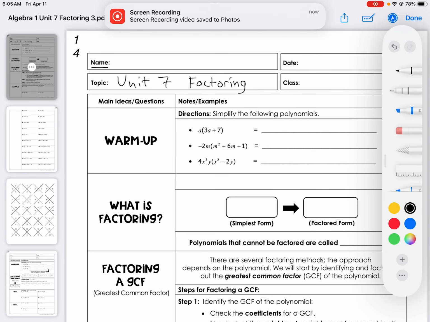Okay, so this is going to be the start of our new unit. So under the topic, you want to write Unit 7 factoring, and then don't forget to put your name on it as well. So factoring is essentially just the opposite of multiplying. We were kind of working backwards from multiplication.